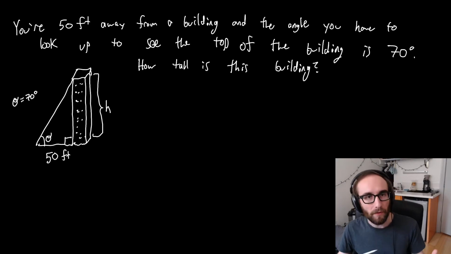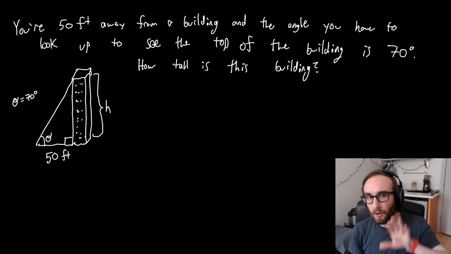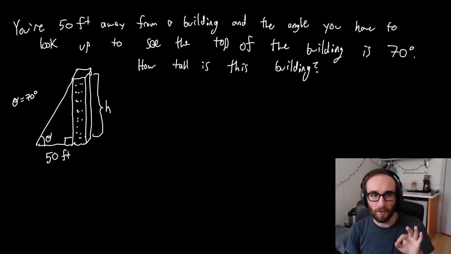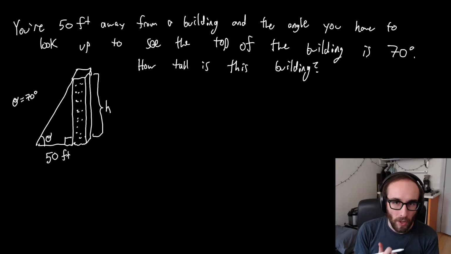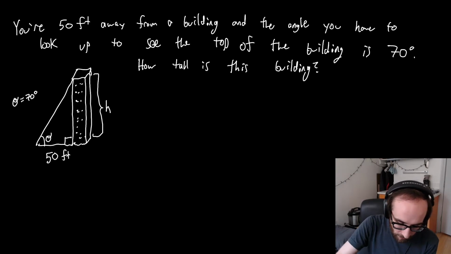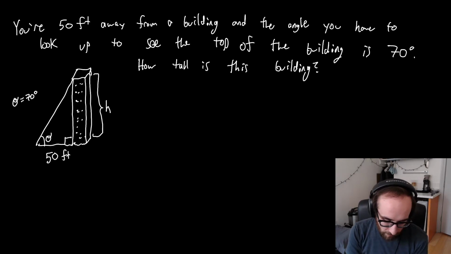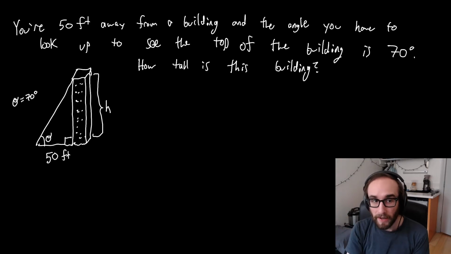So here we're 50 feet away from a building, and the angle we have to look up to see the top of the building is 70 degrees. We're being asked to find how tall this building is. Okay, so I drew a quick diagram on the left there. Theta is 70 degrees. We have a distance of 50, and we're trying to find h, the height.